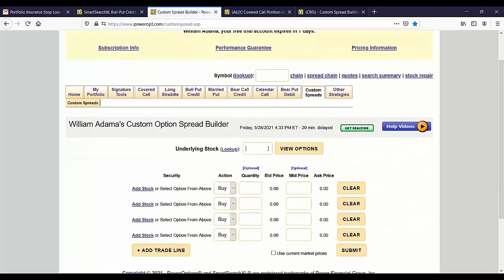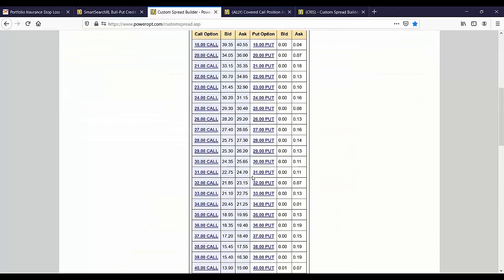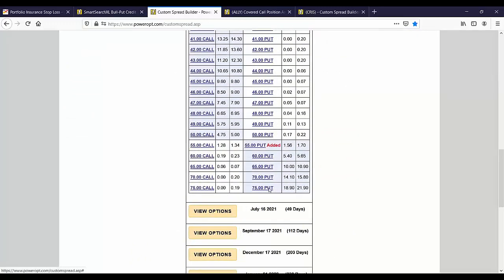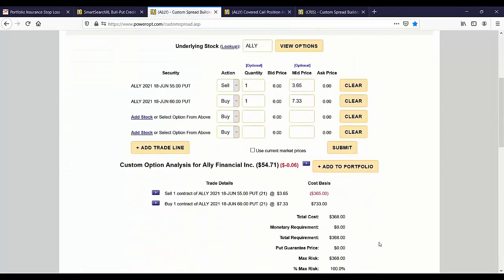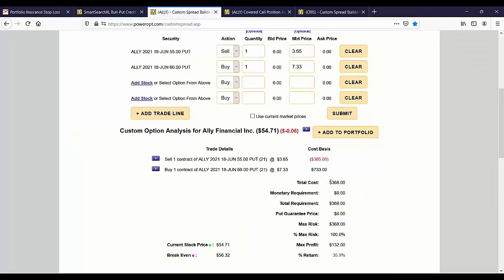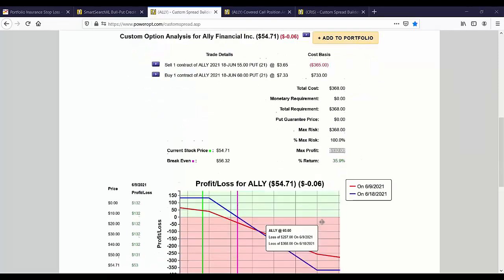All right, so Ally, June 55/60. We are going to sell that position. I said 365 for our 55 strike put. We're buying our higher strike put at 733. So we're going to pay a debit of, what did I say, 270? I'm sorry, 370, roughly about 368, 370, for a max return of 132 if the stock remained below both strike prices on the position.